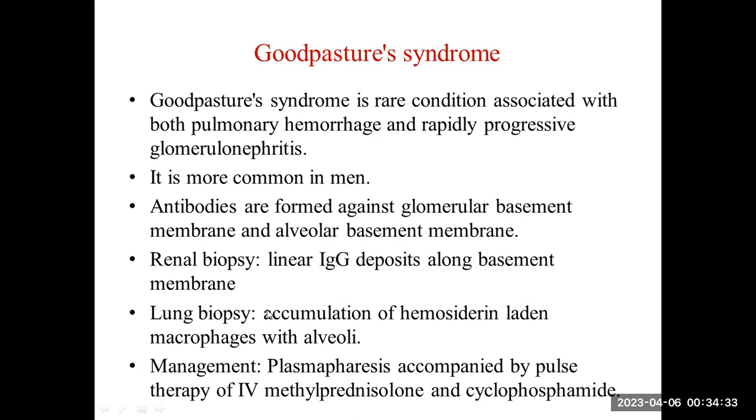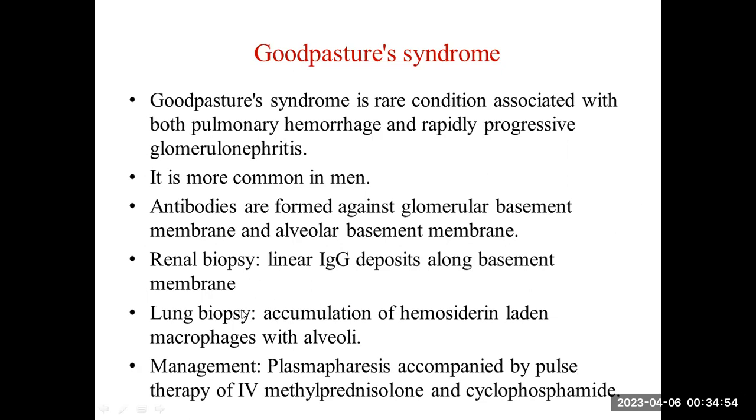When you do lung biopsy, you will have accumulation of hemosiderin-laden macrophages. The macrophages will engulf hemosiderin within the alveoli, and this indicates there is alveolar hemorrhage. Whenever there is alveolar hemorrhage, you will have hemosiderin inside the macrophages. This gives you a clue that there is pulmonary hemorrhage.